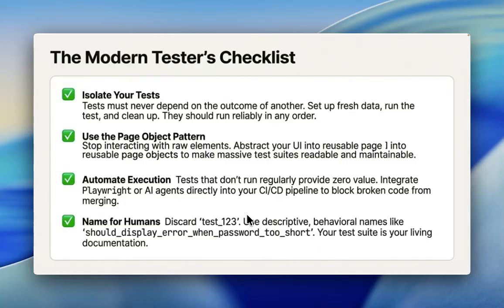Tests that do not run regularly provide zero value. Integrate Playwright or an AI agent directly into a CI/CD pipeline to block broken code from merging. Discard test_123. Use descriptive behavioral names like should display error when password too short. Your test suite is your living documentation.